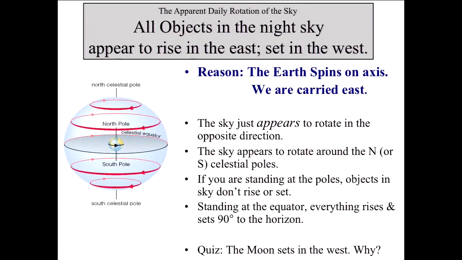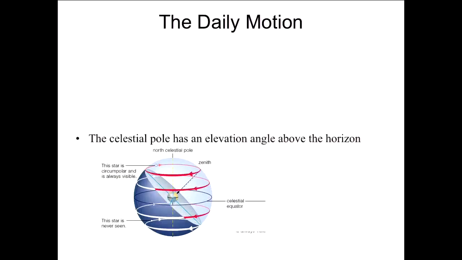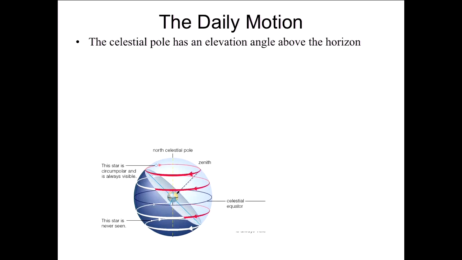Okay, so let me sort of bring all of this to a summary. The celestial pole can be shown on a carefully drawn map of the celestial sphere. And let me draw it a little more carefully than I've drawn it so far. You'll see pictures like this in your homework.